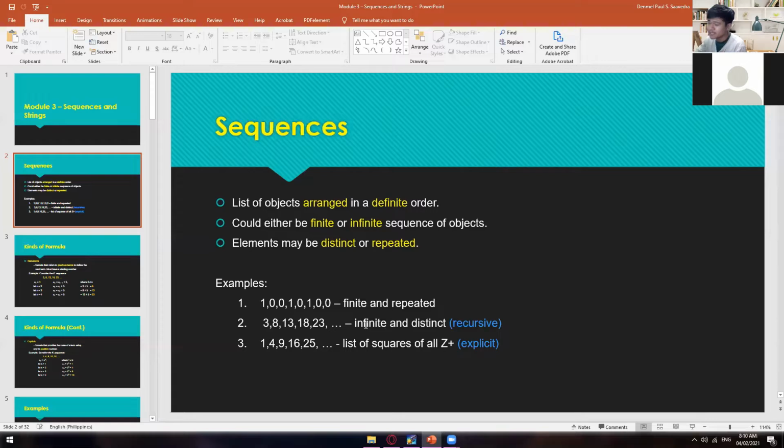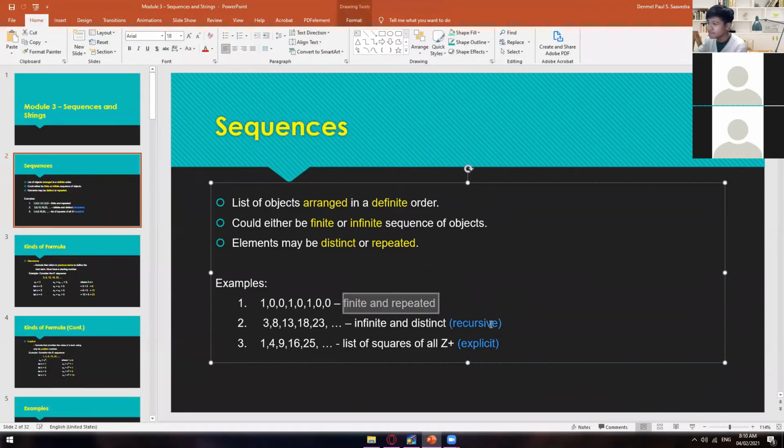All right. Did you guys get this one so far? Yes, sir. Right, so I hope this one is clear. The first is finite and repeated, the second is recursive, and then the third is explicit.